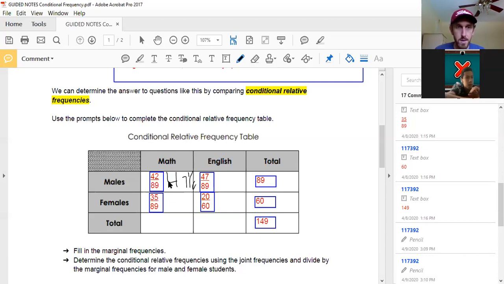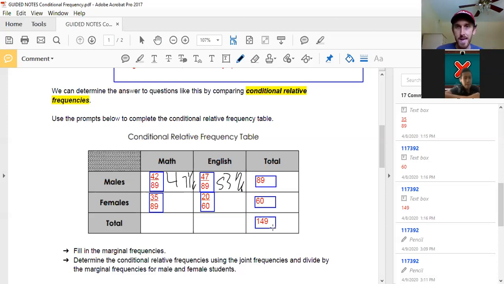I'm just going to look at boys right now. So then what percentage of the boys like English? 53%. Now, again, I'm just focused on the boys, right? There's 42 boys that like math, but I didn't do 42 divided by 149 because I'm not trying to get the total. I'm trying to get just the boys only.